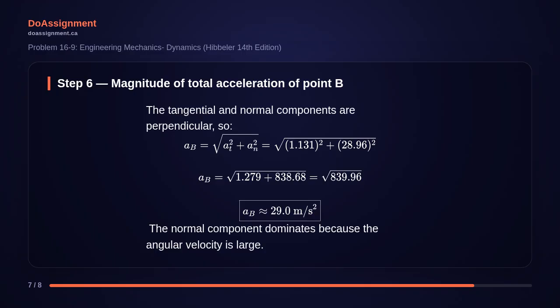Since the tangential and normal acceleration components are perpendicular to each other, the total acceleration is found using the Pythagorean theorem. Taking the square root of 1.131 squared plus 28.96 squared gives the square root of 839.96, which equals approximately 29.0 meters per second squared. The normal component dominates because the angular velocity of Pulley C is large at this instant.